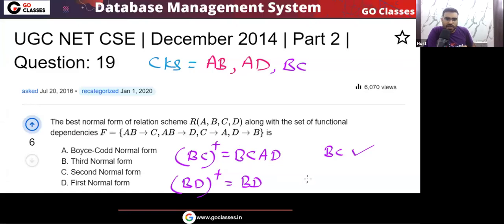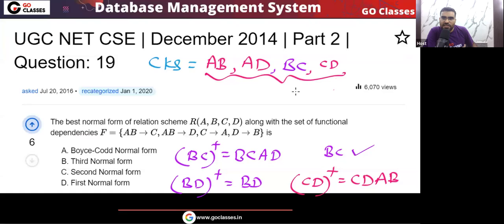What is the remaining two attribute combination? The remaining one is CD. So what is the closure of CD? CD closure will be CD. C can determine A. Now you can see AD is already a candidate key. So I can say this CD also will be a candidate key, because D can determine B. So finally, CD is also a candidate key.